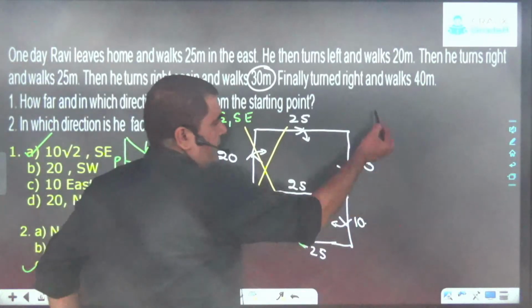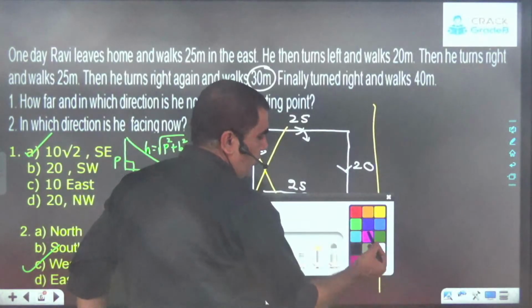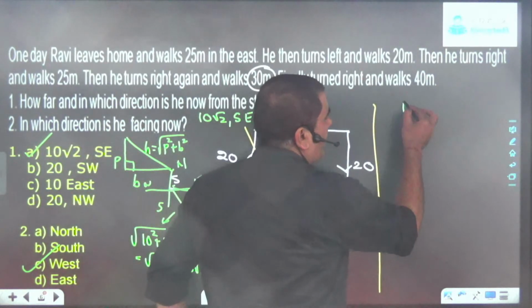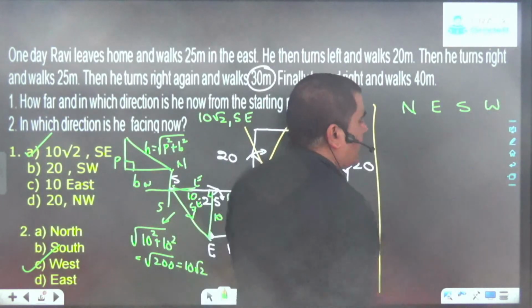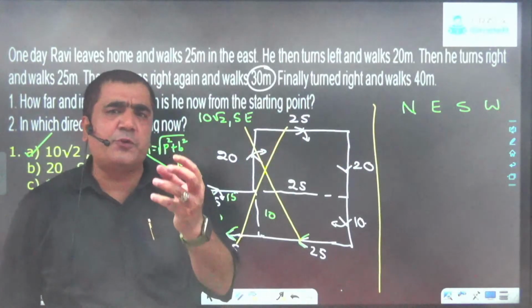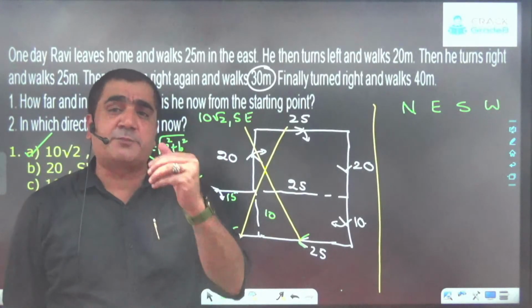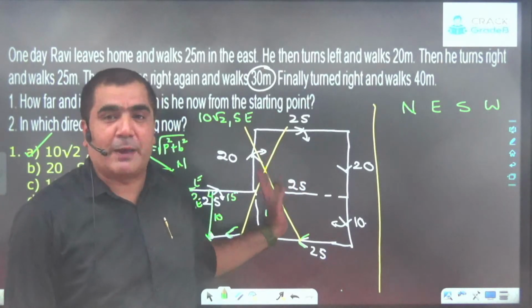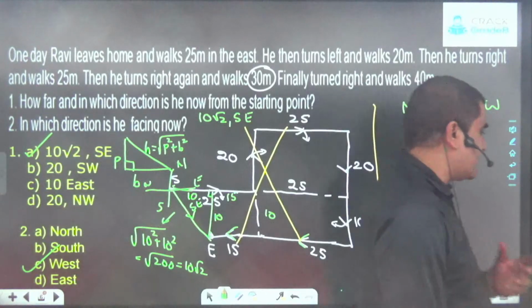So let's go for the answer now. Whenever any problem based on movement comes, we are going to use one concept of NESW. This NESW will solve any typical questions in just a few seconds, without plotting the map. You are not supposed to plot this map in the exam. Without plotting the map, you can get the answer in a fraction of seconds.